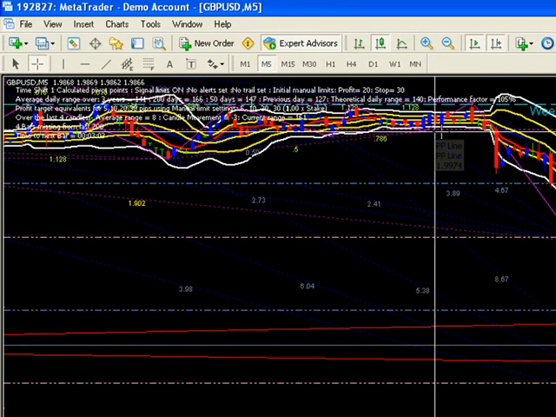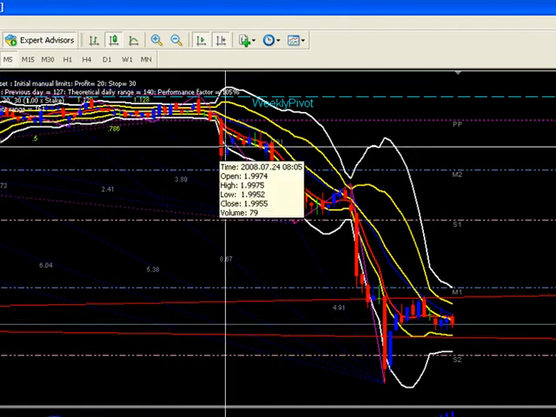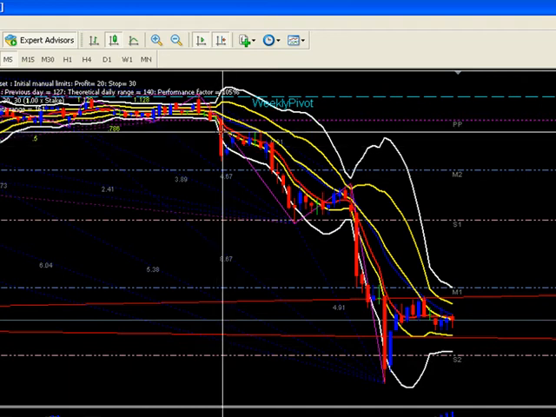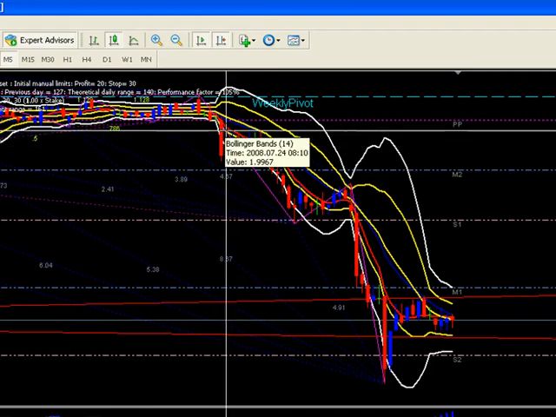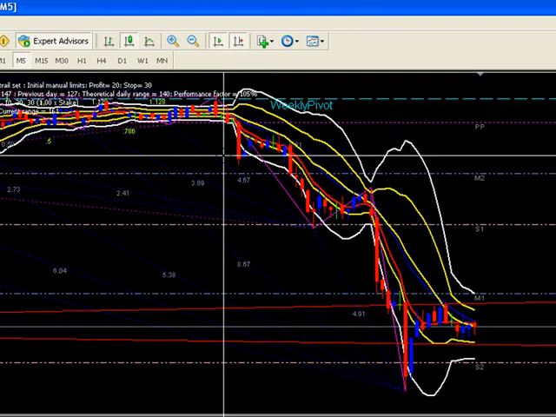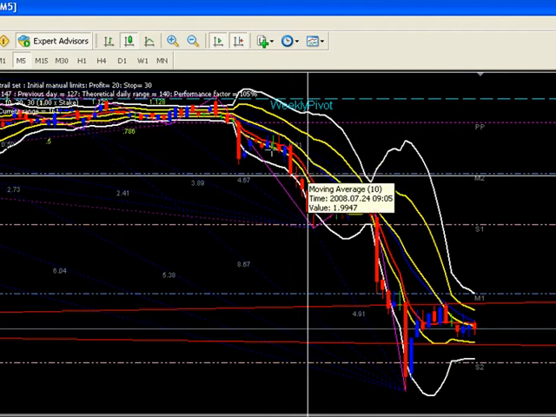We see here in the early morning there's quite a lot of consolidation around here, and then at some point we get a breakdown here. It breaks the bottom of the Bollinger Band. My Bollinger Band's settings are at 14. The yellow one is a standard deviation 1, and the white one is a standard deviation 2. The red moving average here is the 10 EMA.